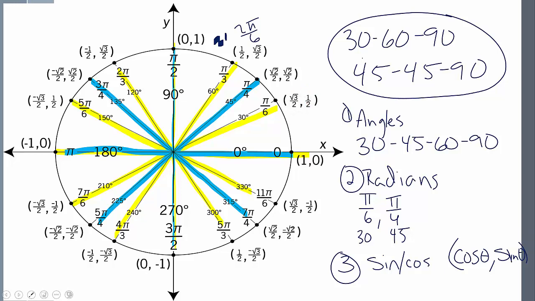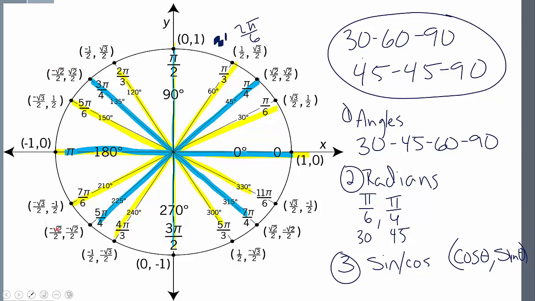How do I memorize those values? Well, let's look at a few characteristics that they have in common. The first is that they're all divided by 2. Every single one of these is divided by 2. All across the board, they're divided by 2. The second thing is that they're all under a square root. Every single value is under a square root.